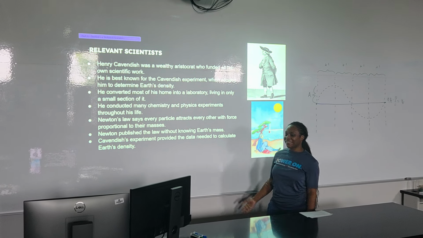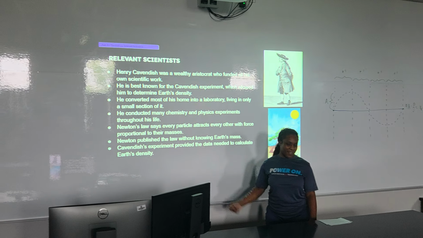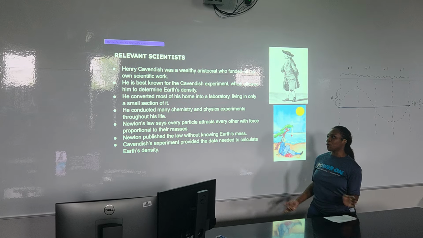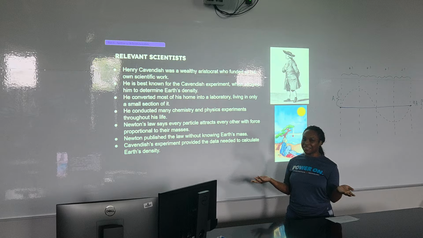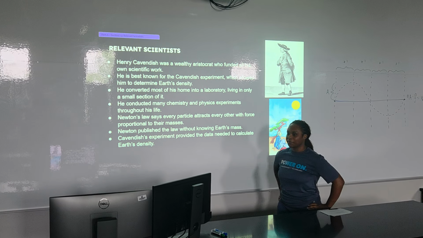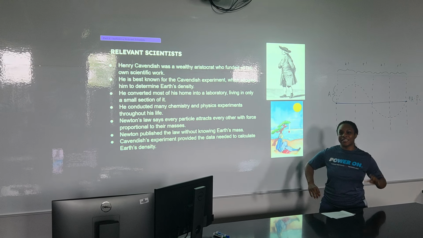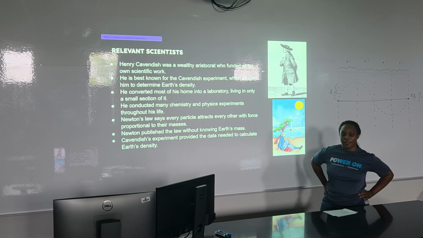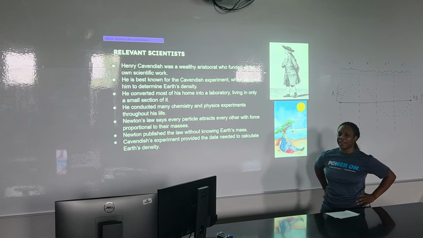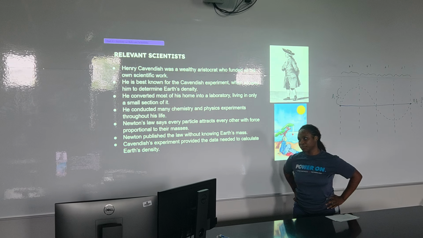I did my slide on relevant sciences, pertaining to Henry Cavendish. He was a wealthy scientific man. He loved science so much, and he is best known for the Cavendish experiment. He used the Cavendish experiment to find Earth's density, but in order to find Earth's density, he had to find the gravitational constant.